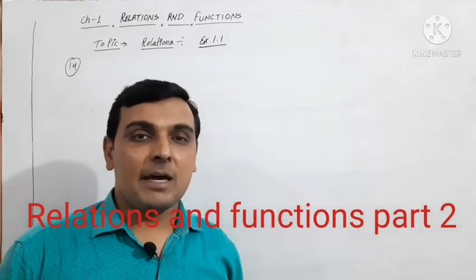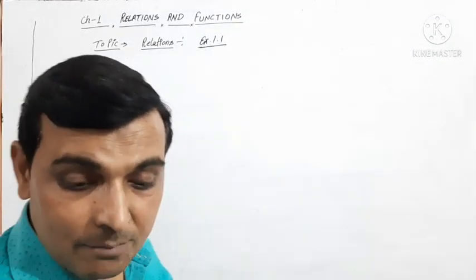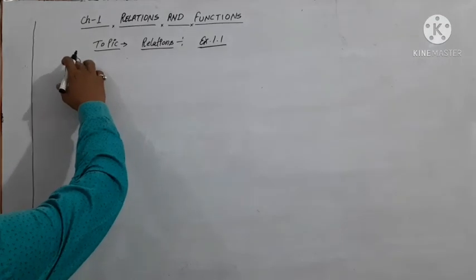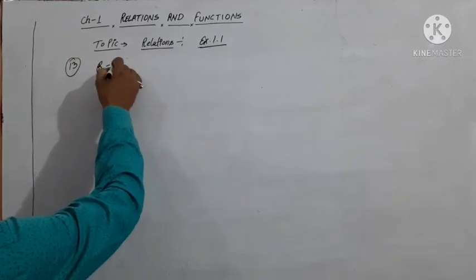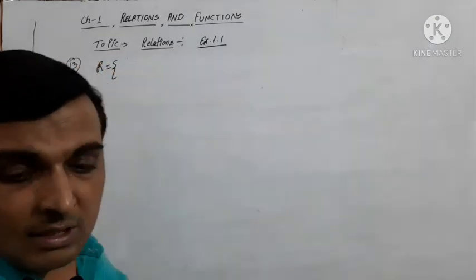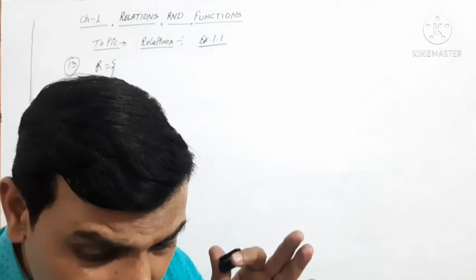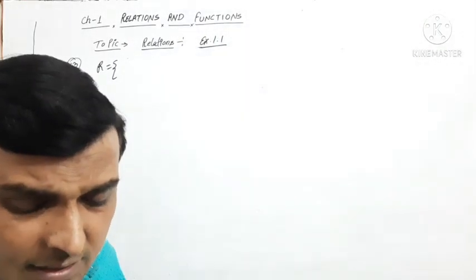Good morning, beta. I am again here in part second for exercise 1.1. Question number 13. Come to question number 13. In this question also, a relation is given and we have to show that the relation is an equivalence relation. Now, read the question. What is the question?